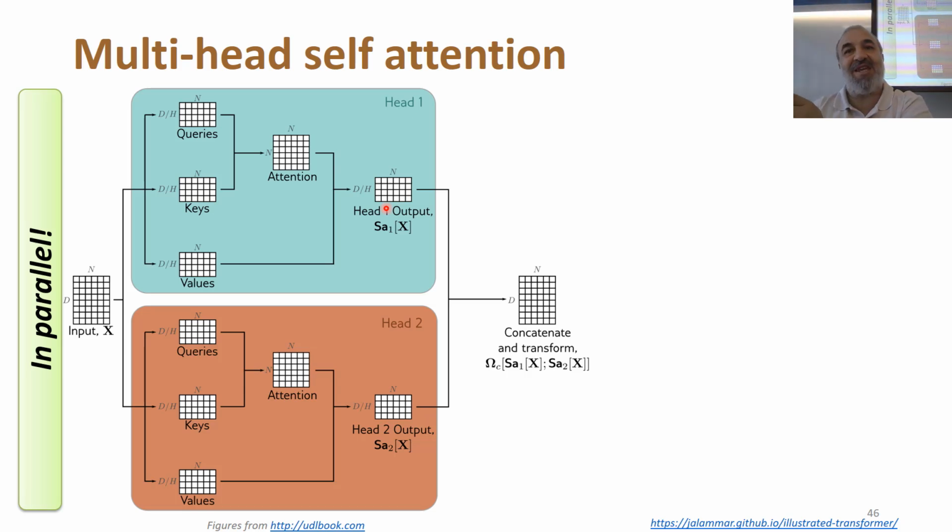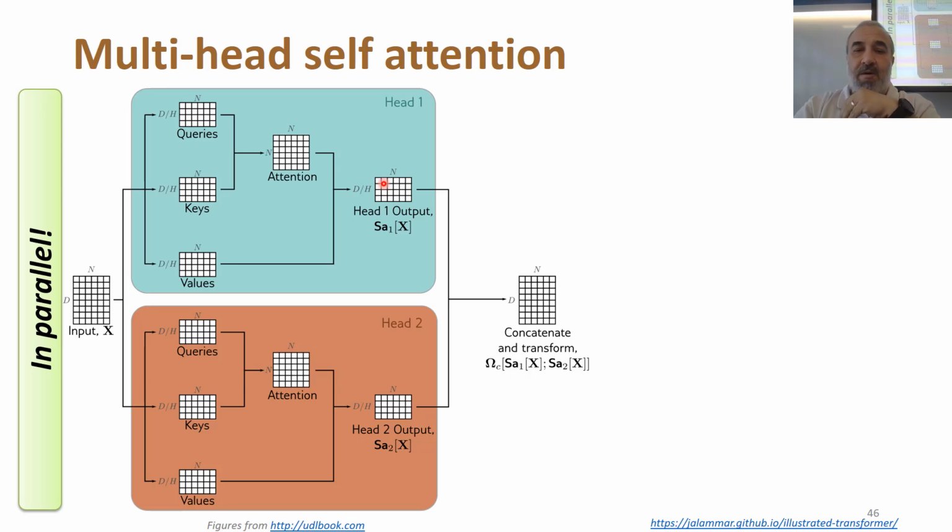And we have the linear transformation to get the final output. That's why you can see here that it's D divided by H. So all the weight matrices are D divided by H, not D now. And the output is D divided by H. That's the length of each embedding vector.